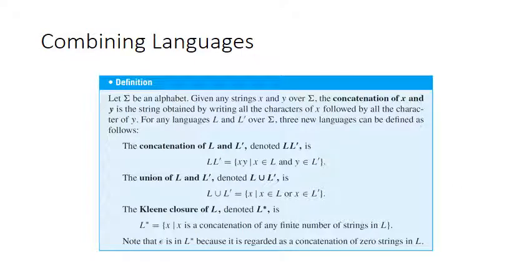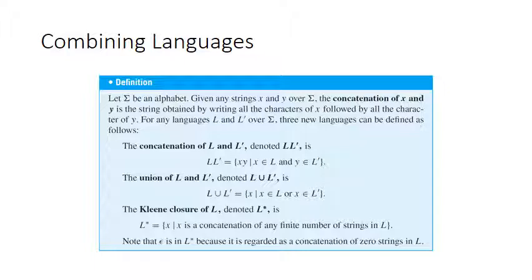Okay, now let's talk about combining languages. So let sigma be an alphabet. Given any strings x and y over sigma, the concatenation of x and y is the string obtained by writing all the characters of x followed by the characters of y. So you basically just put them next to each other.